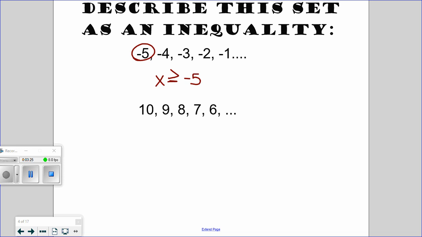So try the second one. 10, 9, 8, 7, 6, ... Write that as an inequality. Use a variable, use the first number, and describe which direction it's going. 10, 9, 8, 7, 6 is getting smaller, so I'd say less than or equal to.